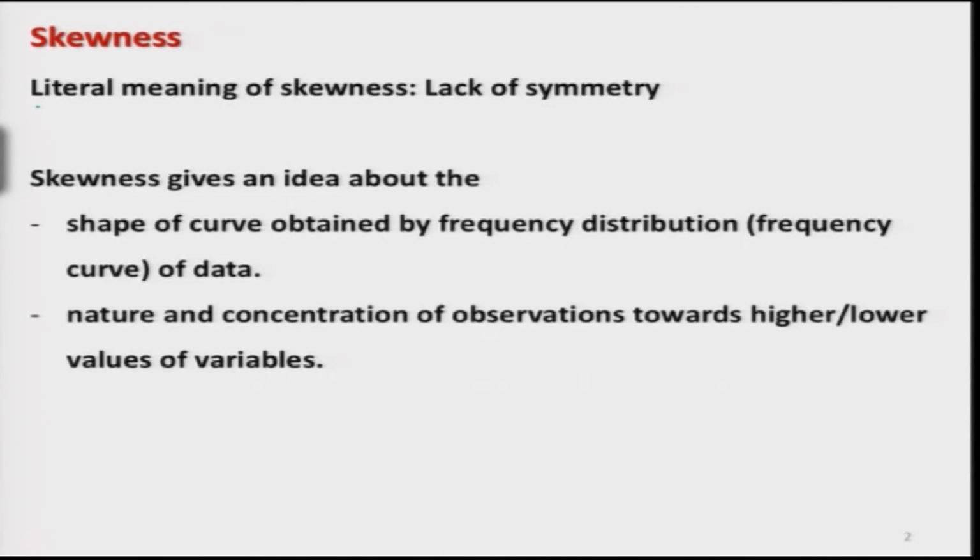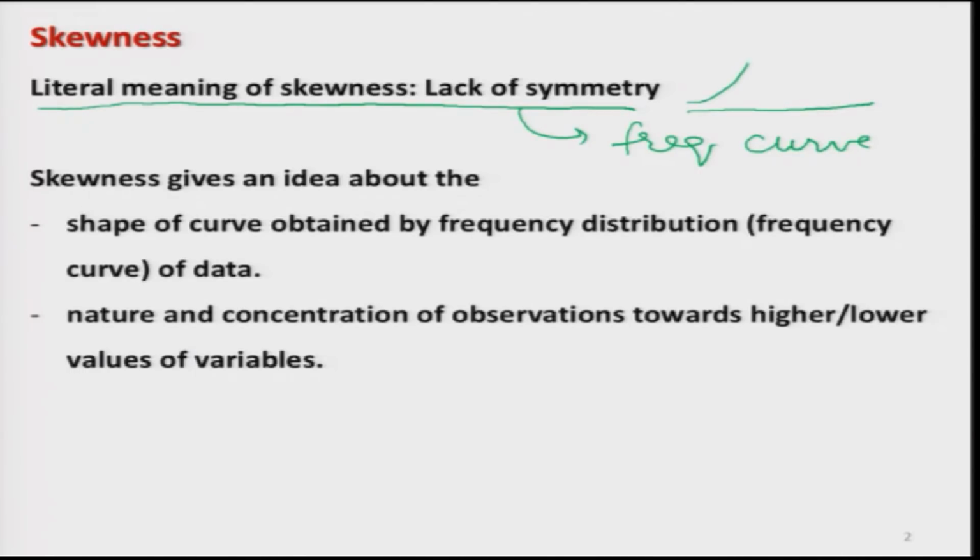The dictionary or the literal meaning of skewness is lack of symmetry. What does this mean? This symmetry is talking about the symmetry of the frequency curve or the frequency density. You had seen how we have computed the frequency table. From there we had drawn the frequency density curve. So when we say that this is the lack of symmetry, then what is symmetry?